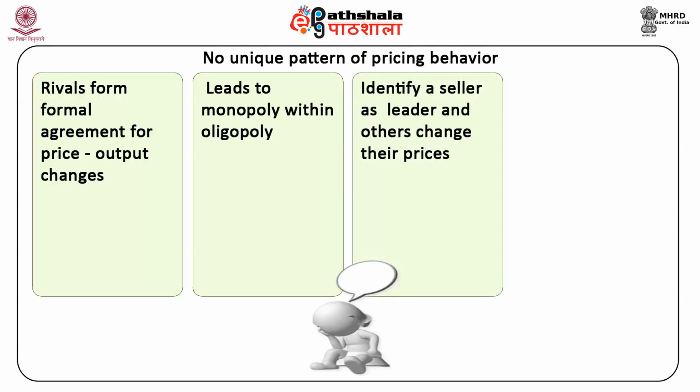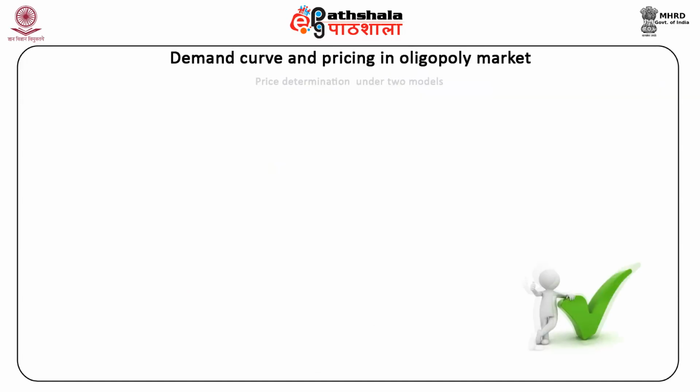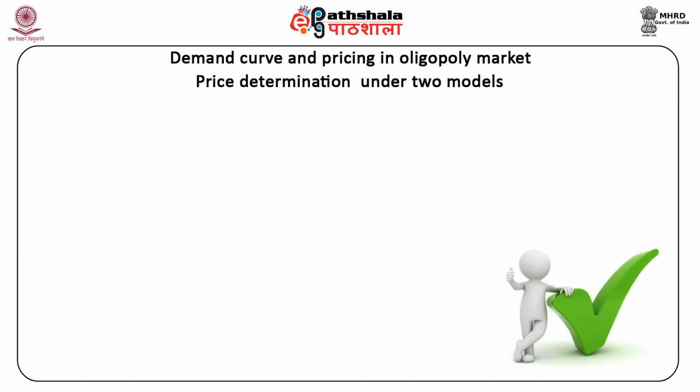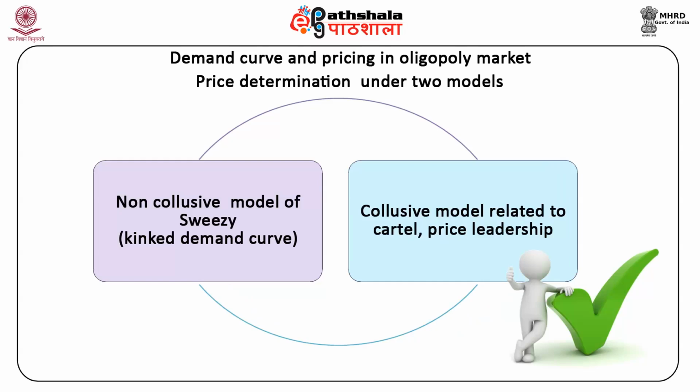They may also even identify one seller as a leader, at whose proposal all the other sellers raise or lower their prices. Hence, due to these conflicting attitudes, it is not possible to predict any unique pattern of pricing behavior in oligopolistic markets. Price determination under oligopoly can be done under two models. First, the non-collusive oligopoly model of Sweezy, which is also known as the kinked demand curve model, and the second is the collusive oligopoly models, which are related to cartel and price leadership.